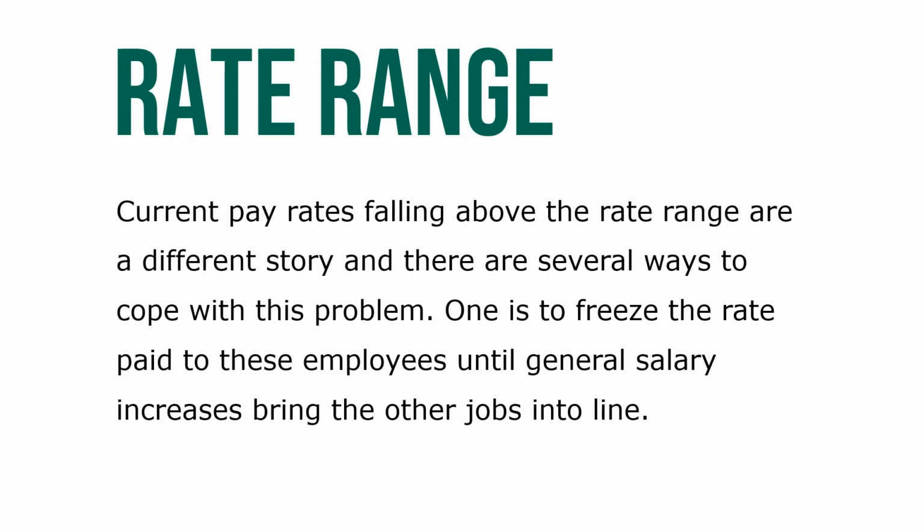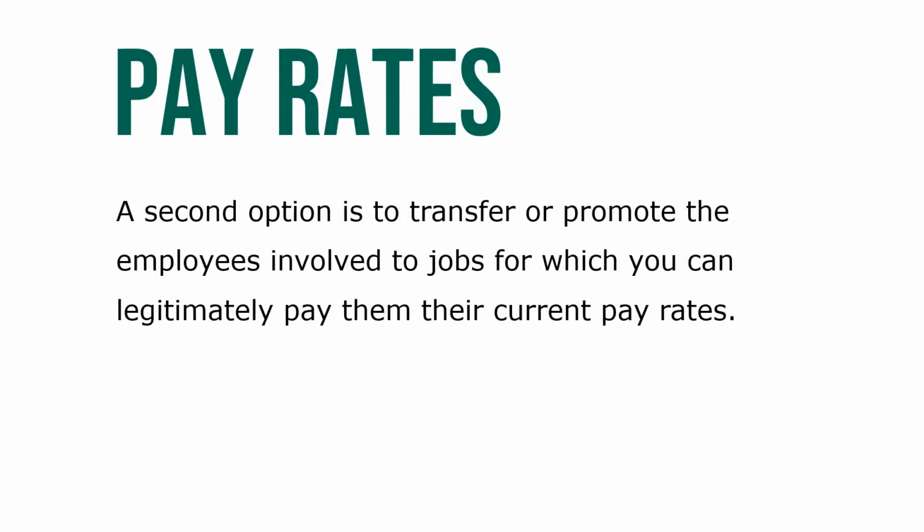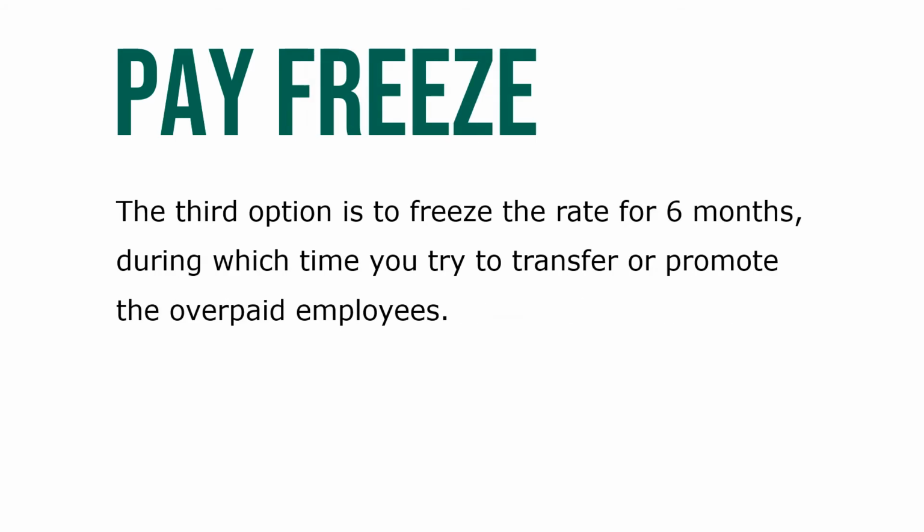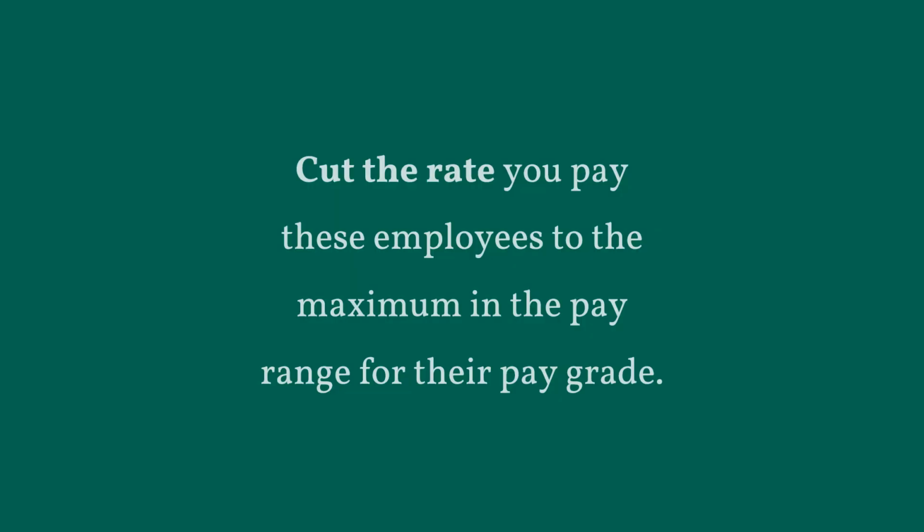Current pay rates falling above the rate range are a different story, and there are several ways to cope with the problem. One is to freeze the rate paid to these employees until general salary increases bring other jobs into line. A second option is to transfer or promote the employees involved to jobs for which you can legitimately pay them their current pay rate. The third option is to freeze the rate for 6 months, during which you try to transfer or promote the overpaid employee. Cutting the rate you pay these employees to the maximum in the pay range for the pay grade is a last resort.